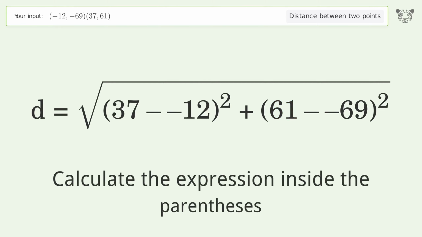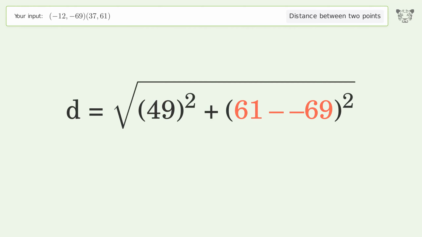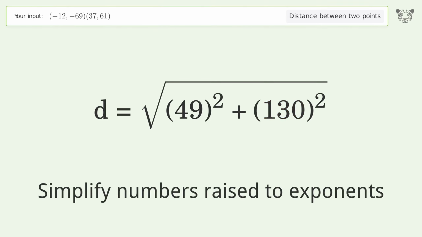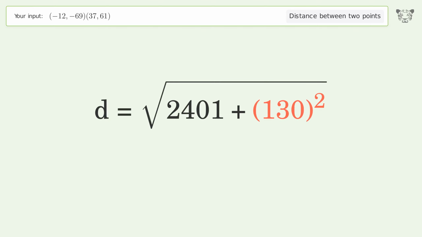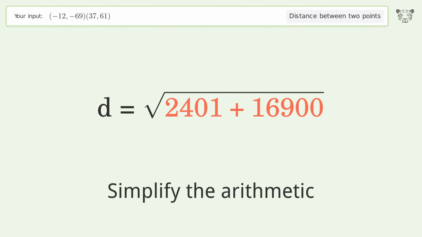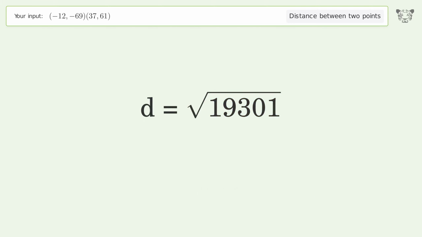Calculate the expression inside the parentheses. Simplify numbers raised to exponents. Simplify the arithmetic. And so the distance between the 2 points is the square root of 19,301 or 138.928.